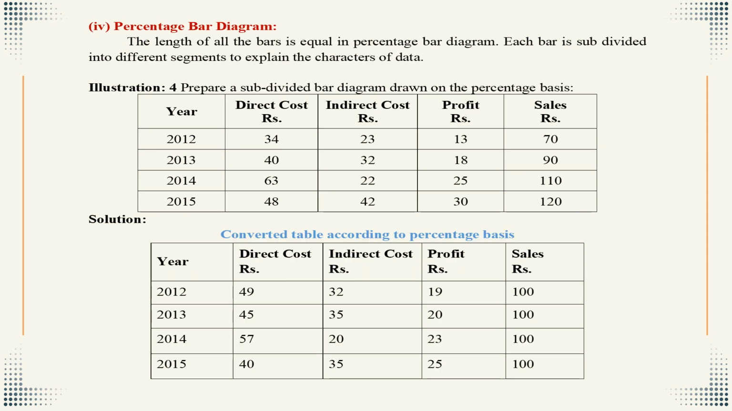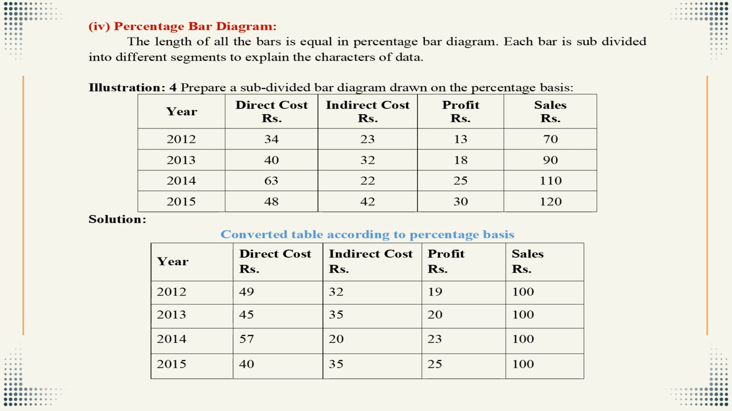Then percentage bar diagram. The length of all the bars is equal in a percentage bar diagram. Each bar is subdivided into different segments to explain the characteristics of the data. To explain it further, one illustration has been given. In that, years have been given, I think 4 years. Direct cost, indirect cost, profit, sales have been given. Then it should be converted into percentage. That is, the total is to be taken, and then it would be converted accordingly.